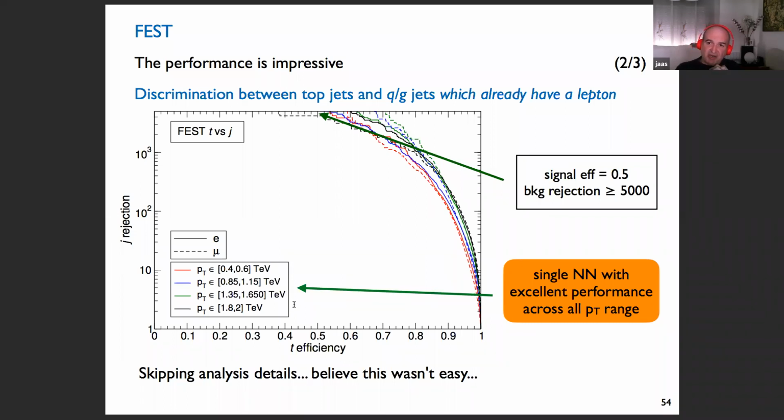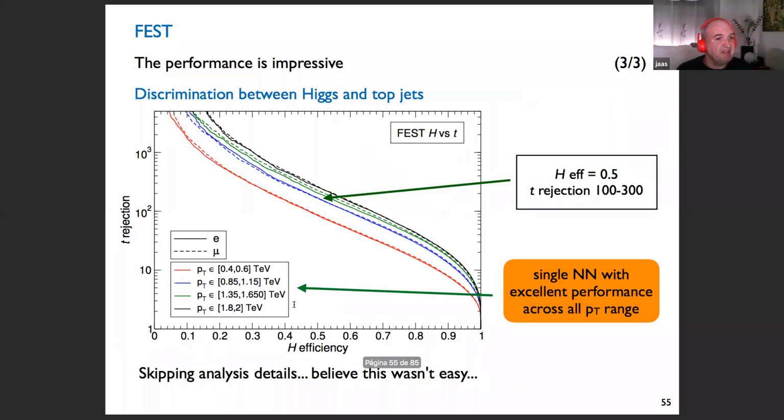It's a single neural network that discriminates among top, Higgs, and jet, and for any pT, which I think is wonderful. And finally, you can be interested in discriminating tops from Higgs, or more commonly, Higgs from top. Usually, Higgs production has a lower cross-section than top production, and you may have processes where you look for a Higgs signal, and you have a top background.